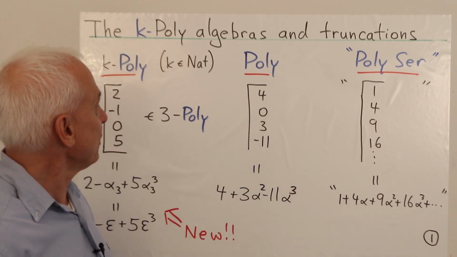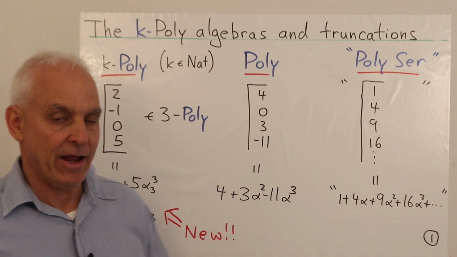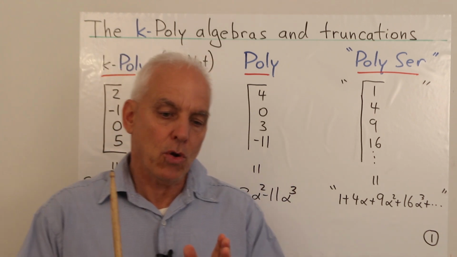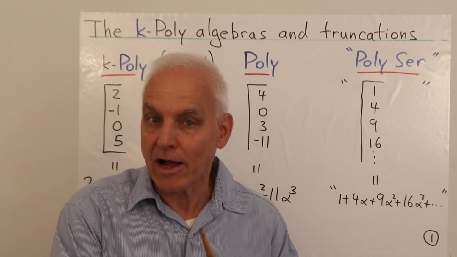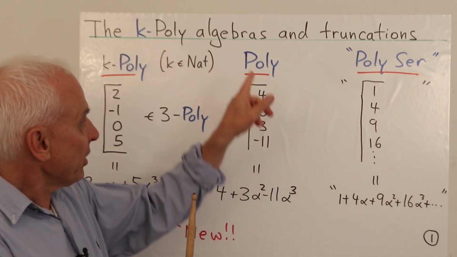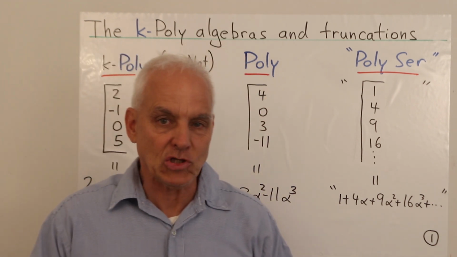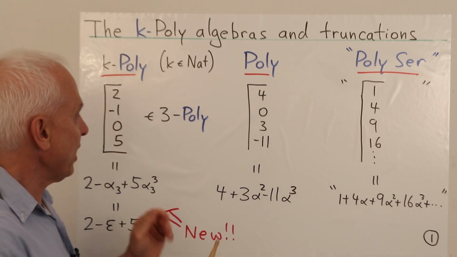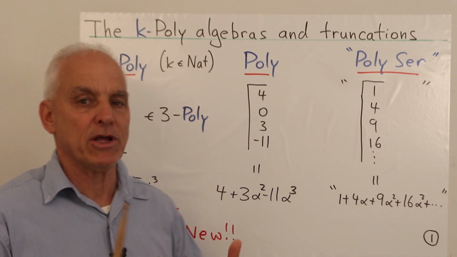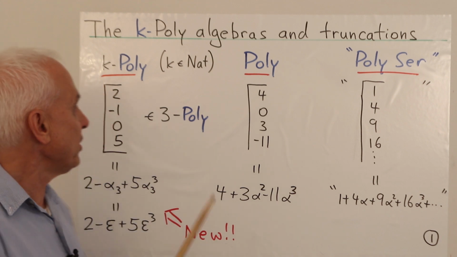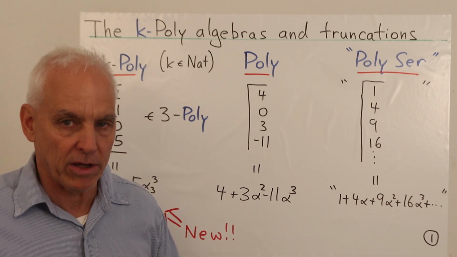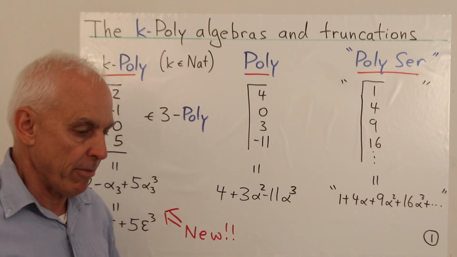Today's video is called K-Poly Algebras and Truncations. We're going to move a little bit into abstract algebra. In particular, we're going to study this concept of an algebra, and I'm going to introduce an important new family of algebras, which we're going to denote by the term K-Poly, where K is a natural number.